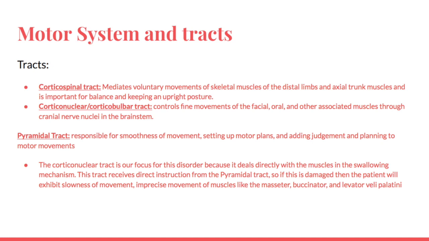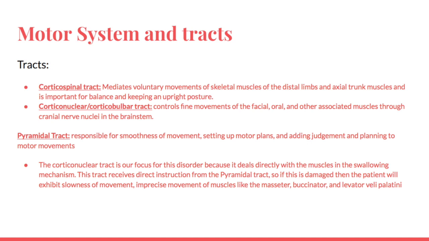The next one is the corticonuclear or the corticobulbar tract, and it controls fine movements of the facial, oral, and other associated muscles through cranial nerve nuclei in the brainstem. Nerve fibers from the left motor cortex innervate left and right nuclei of some cranial nerves, and the right side of the motor cortex controls some functioning of the cranial nerves on both sides. So that's just a random important note.